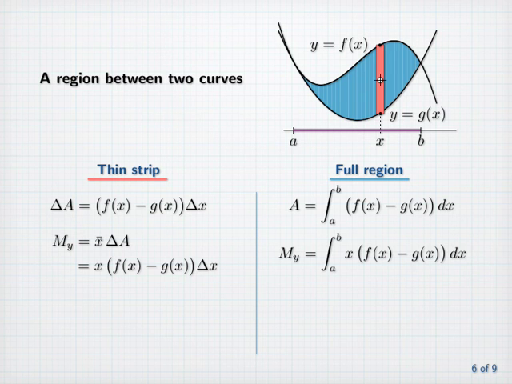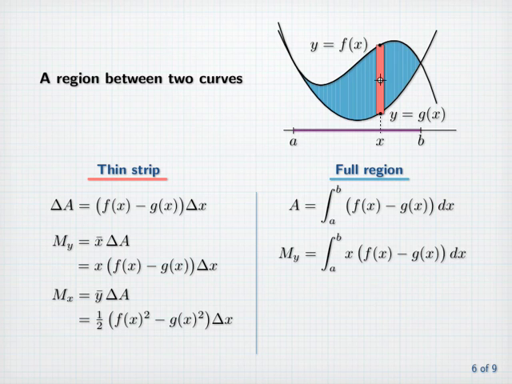The moment about the x-axis of the thin strip is y bar times the area of the strip, which equals 1/2 of f of x plus g of x times the area delta A. Delta A is f of x minus g of x times delta x, and when we multiply out f of x plus g of x times f of x minus g of x, we write this as 1/2 of f of x squared minus g of x squared times delta x.